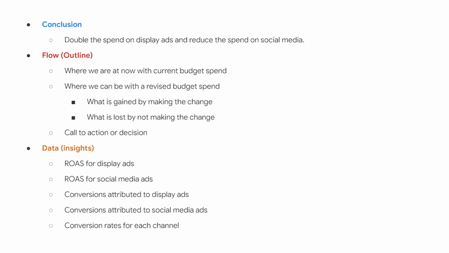You are recommending a change in budget spend based on ongoing measurements of ROAS for 2 channels in your campaign. You want to double the spend on the more profitable channel by cutting the budget for the less profitable channel. So this is your conclusion. Your outline or path forward could be a summary of current spend, followed by a projected outcome if the current spend is adjusted. You could also describe the benefits of making the change as well as any lost opportunities if the change isn't made.